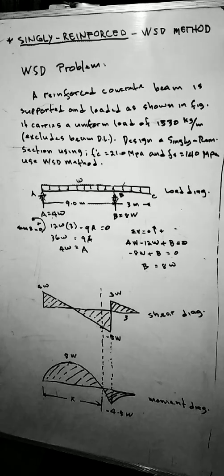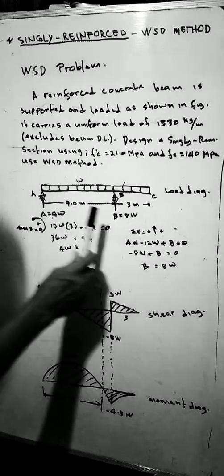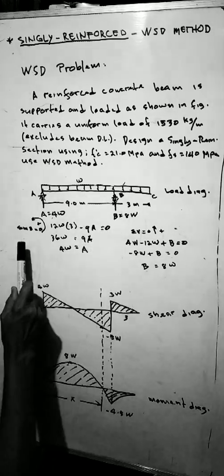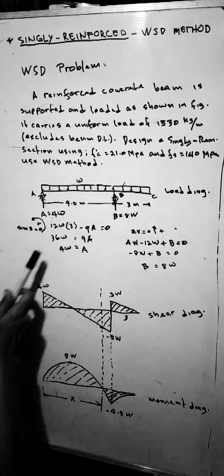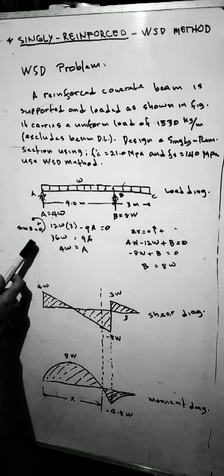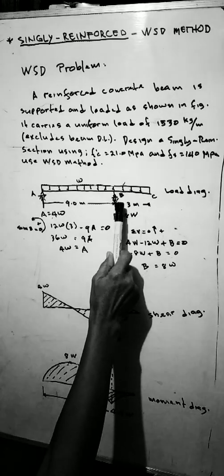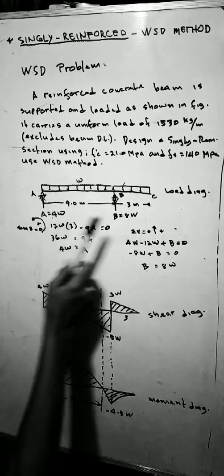The first thing to do here is to solve the reactions at support A and support B. How do we solve that? By means of moment. Summation of moment at B equals 0, assuming the counterclockwise moment is positive. This is B, summation of moment at B here.